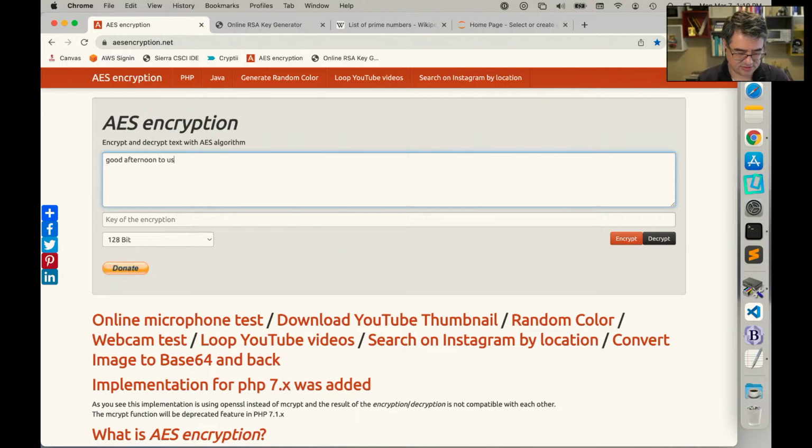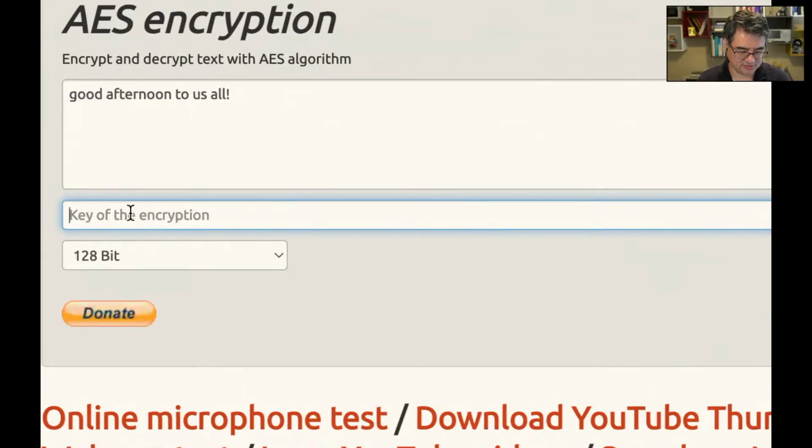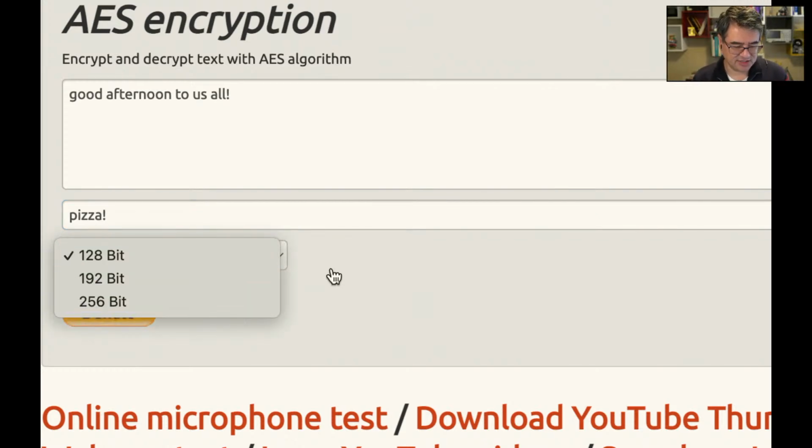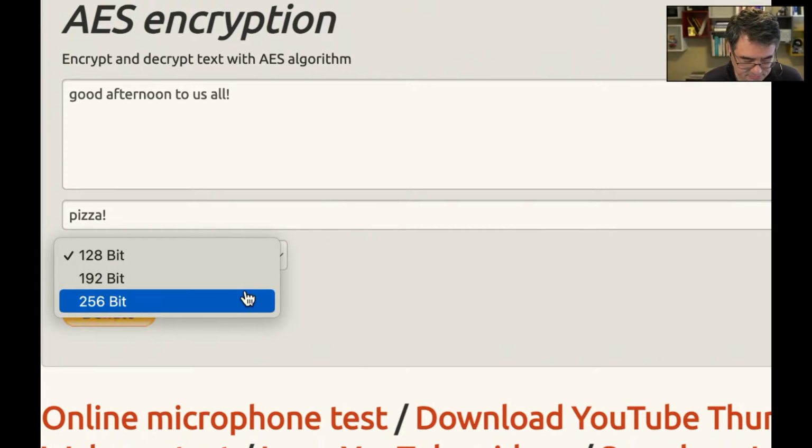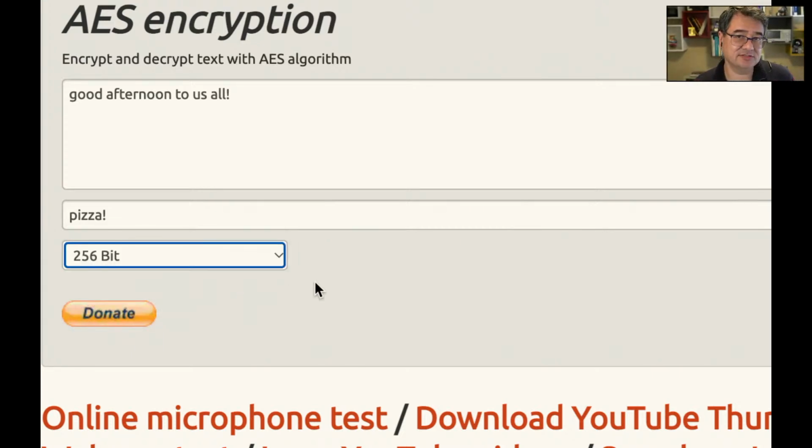known to us all, and then type in a key, the shared key that's going to be used to encrypt and decrypt the data. Let's type in something like pizza. And then last, you can choose the size of your chunks: 128-bit chunks, 192-bit chunks, or 256-bit chunks. 256 these days is the most common.